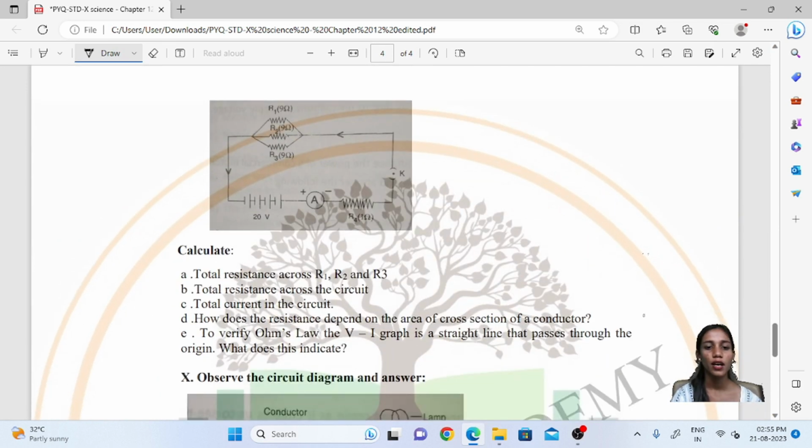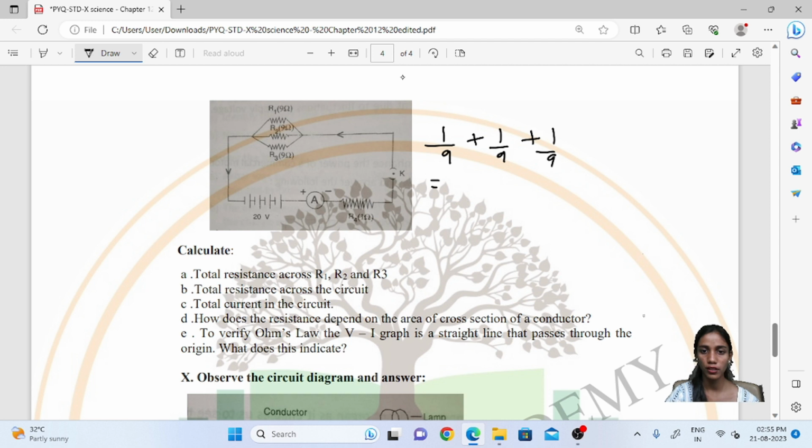So now here also it is the same thing. You have to first find out the resistance in R1, R2 and R3. So how will you find it out? This will be 1 upon 9 plus 1 upon 9 plus 1 upon 9, because they are in parallel connection.